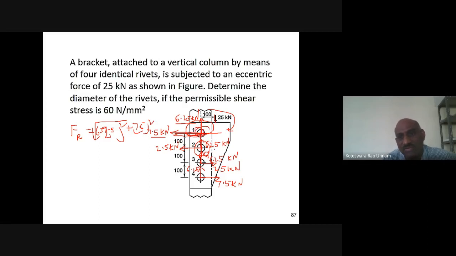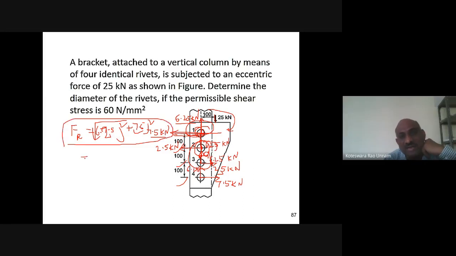Similarly, I don't need to calculate for these two rivets also, because your Fs is less when compared to this. The angle is 90 degrees only for all the rivets, so whichever is going to be the maximum, I can take that. Or if you don't know that principle, you calculate for rivet 2, rivet 3 and rivet 4 also. The maximum value is going to be this one.